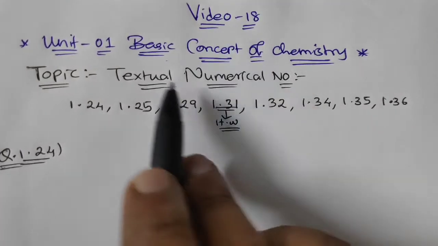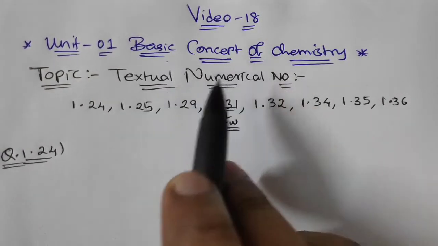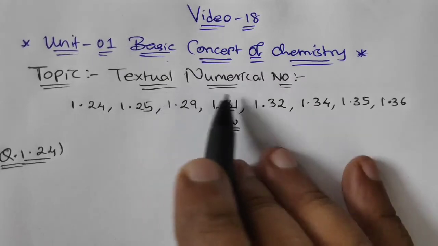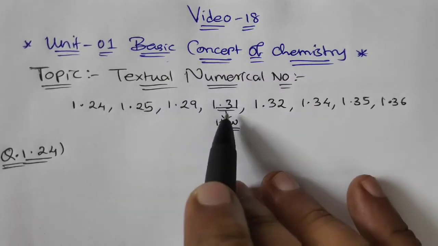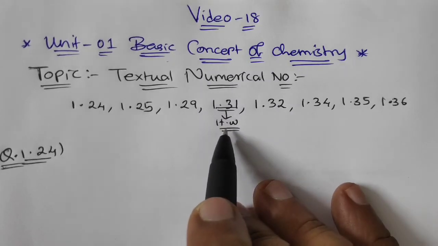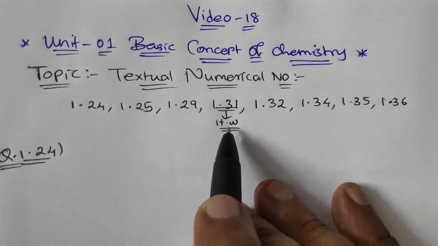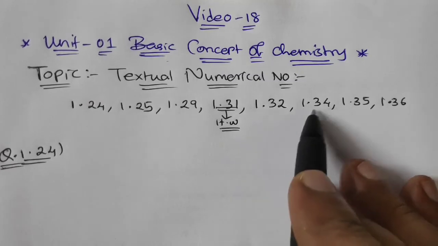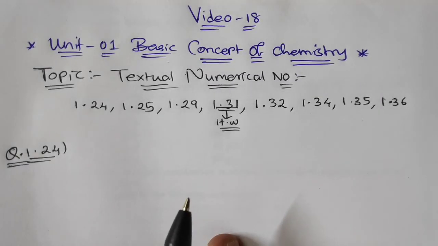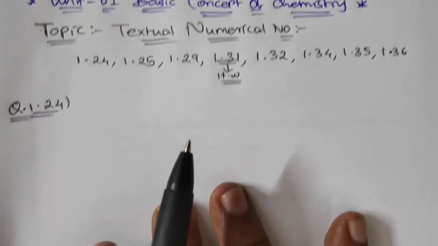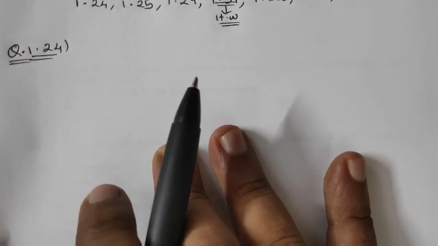Today in video 18, unit 1, basic concepts of chemistry, we are going to discuss textbook numericals 1.24, 25, 29. 1.31 is homework for you because we have already discussed significant figures. Then 1.32, 34, 35 and 36. Clear? So we are going to discuss these numericals today. We'll start with the first one, that is 1.24.